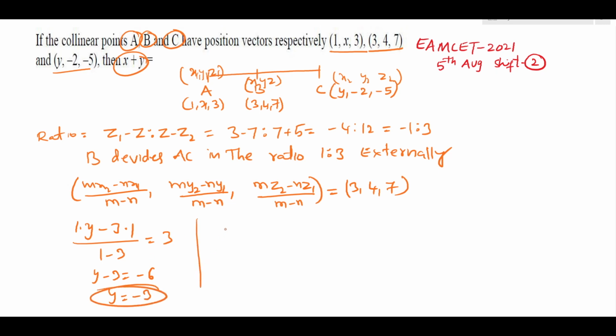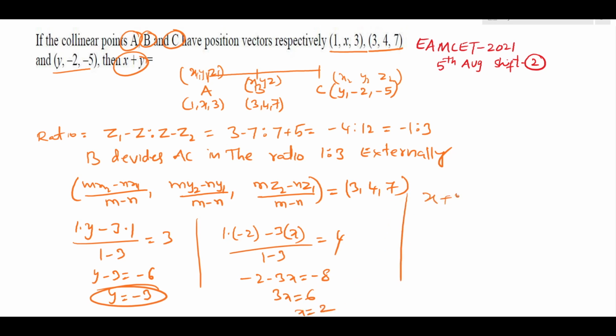And equating y coordinates, that is (1 into minus 2 minus 3 into x) by (1 minus 3) is equal to 4. This is minus 2 minus 3x is equal to minus 8. So from this 3x is equal to minus 2 plus 8 is 6, x is equal to 2. Now we find x plus y, that is x value is 2, y value is minus 3. 2 minus 3 is equal to minus 1. So this is the value of x plus y, that is minus 1.